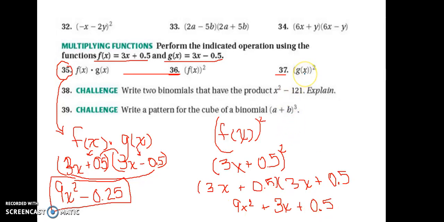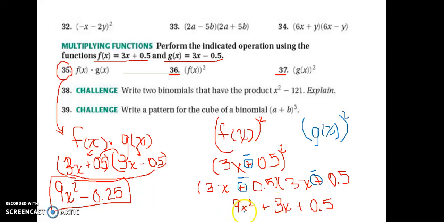Now, if I do 37, I'm going to be squaring g of x. If we look at the function g of x and compare that to the function f of x, notice they're almost exactly the same: 3x plus 0.5 minus 0.5. The difference is this positive, when I square it, becomes a negative. So how will that affect the problem? Well, this will be negative here, and this will be negative here in number 37. And so how will that change the polynomial?